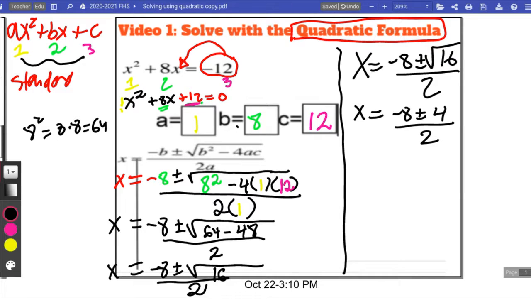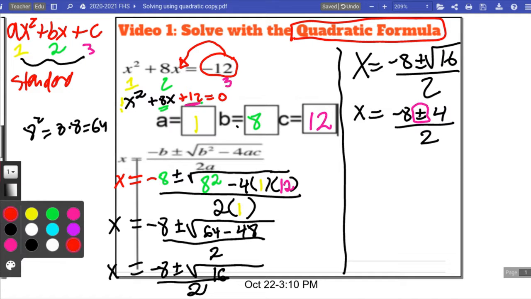All right, when you get down here, notice we have two signs, right? We have the plus and the minus. That means you're going to have two answers, right? That means you're going to do this. So, all right, let's do the first one. You're going to have negative 8 plus 4 divided by 2 on this side. And on the other side, you're going to do the minus part, 4 divided by 2.